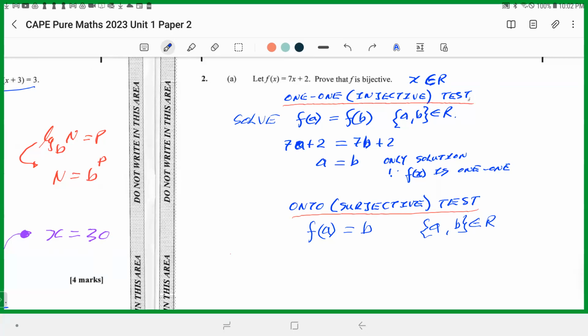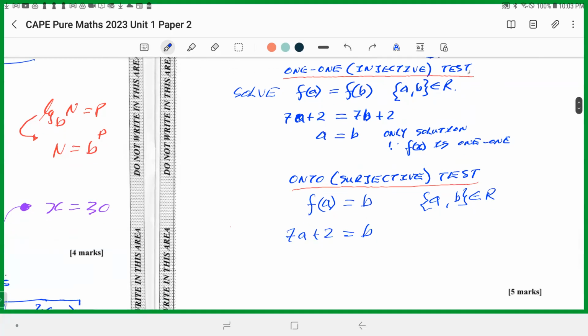So you set it up. The f of a becomes 7a plus 2 equals b. You transpose to make a the subject, because I want to give b values. Some teachers teach it by finding the inverse first. But here, a would be equal to b minus 2 divided by 7. What this means is that any value you give to b, you're going to get a value that is real, right?